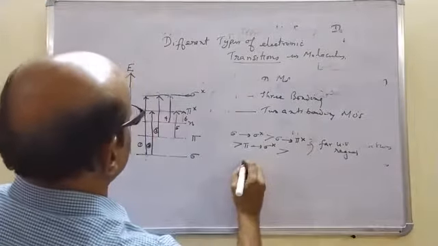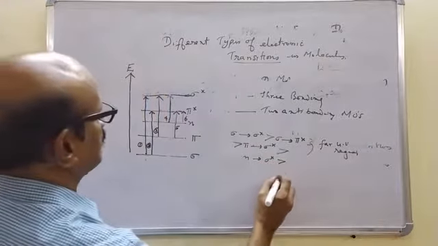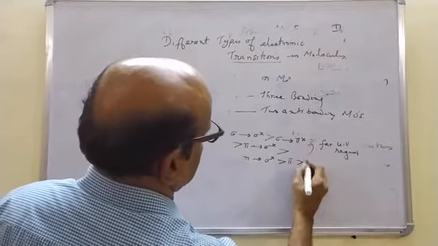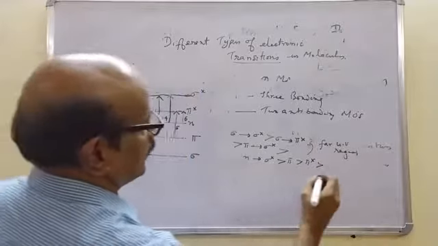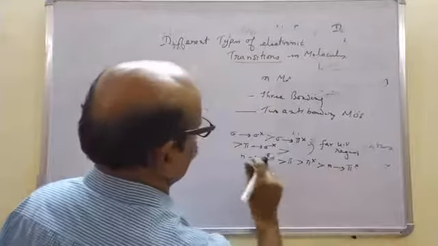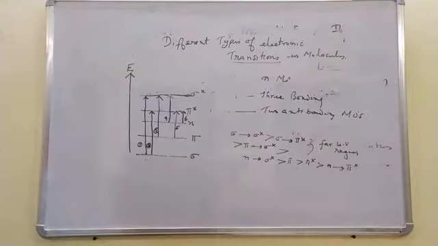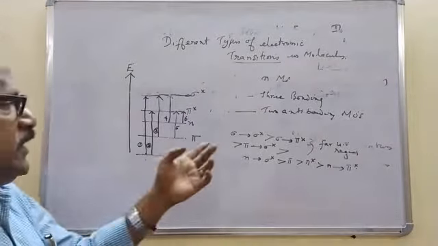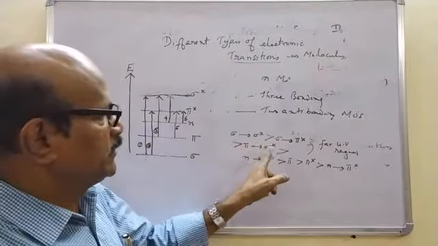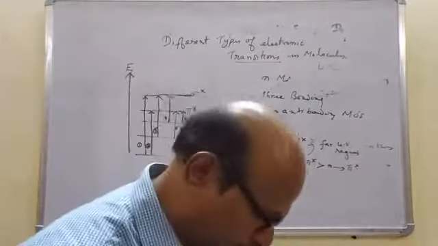Next, n to sigma star transition is greater in energy than pi to pi star transition, and pi to pi star transition is greater in energy than n to pi star transition. Thus we have in a molecular system 6 types of electronic transitions possible: sigma to sigma star, sigma to pi star, pi to sigma star, then n to sigma star, pi to pi star, and n to pi star transition.